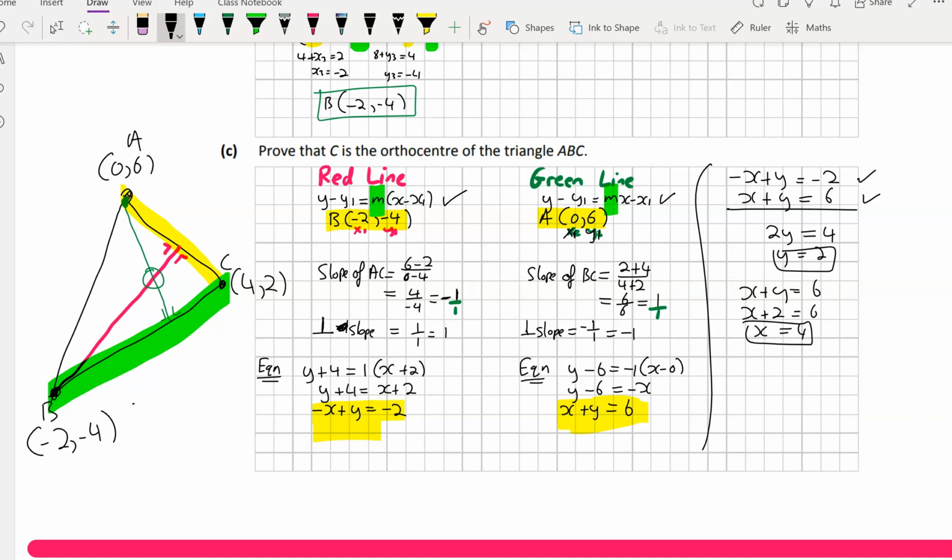So I've found where the two lines intersect. That is the orthocenter. So our orthocenter here is the point 4, 2, and yes, indeed, it is actually the point C, which is equal to C. Perfect.